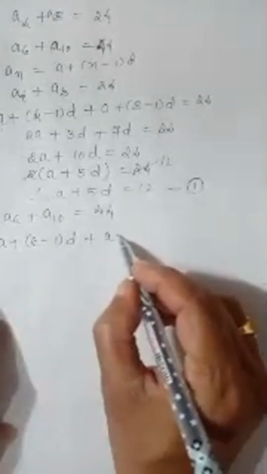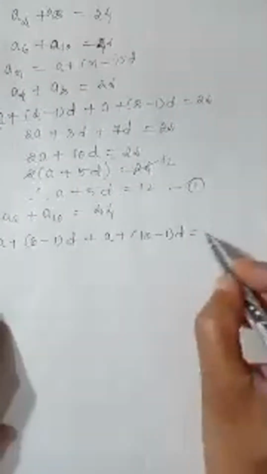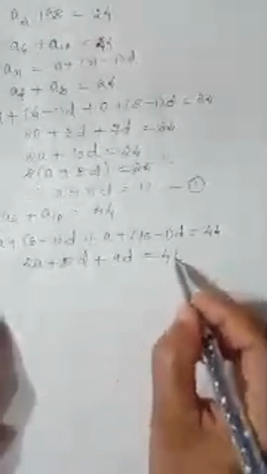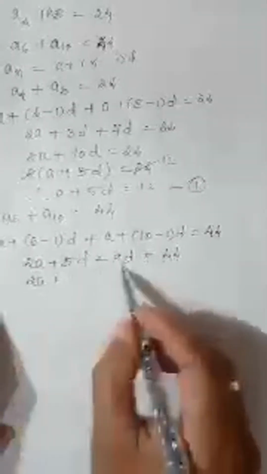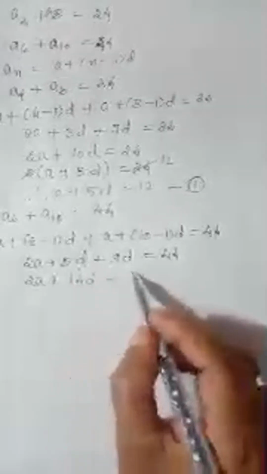a6, using this relation an, what are we getting? a plus 6 minus 1 into d, plus a10 means a plus 10 minus 1 into d, is equal to 44. Here 1a plus 1a becomes 2a. Here 6 minus 1 is 5d plus 10 minus 1 is 9d is equal to 44. These two are like terms, add them: 2a plus 5d plus 9d, 14d, is equal to 44.